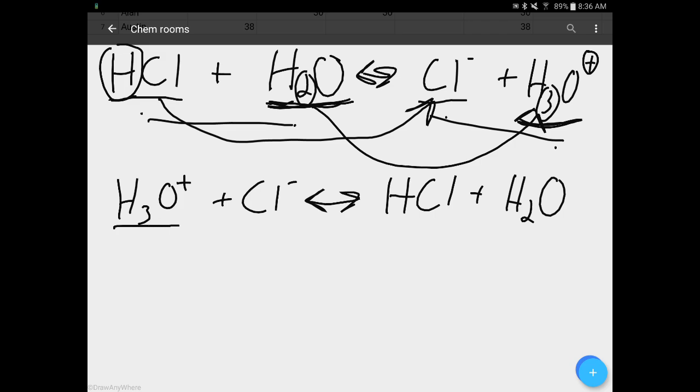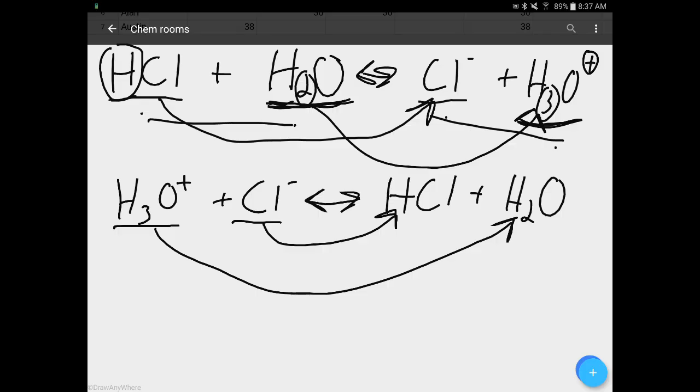So since we have the reverse reaction, the H3O+, again, we're going to look at what it turns into. Okay, the H3O+ turns into H2O, and the way it does that is by losing an H+. So that means the H3O+ is the acid, and the Cl- turns into HCl, and it does that by gaining an H+. So that means the Cl- is the base.